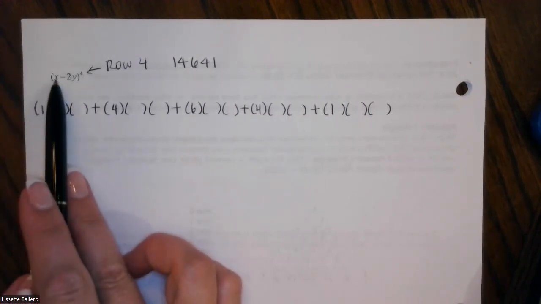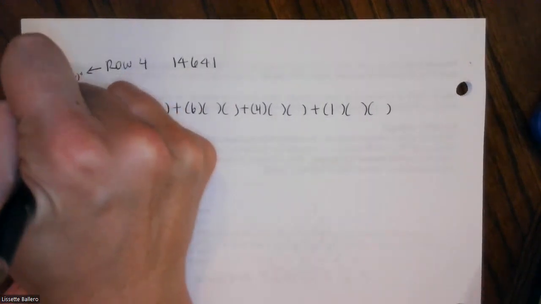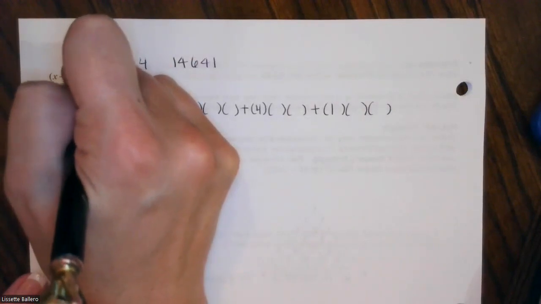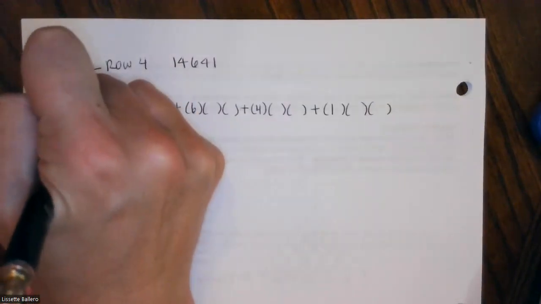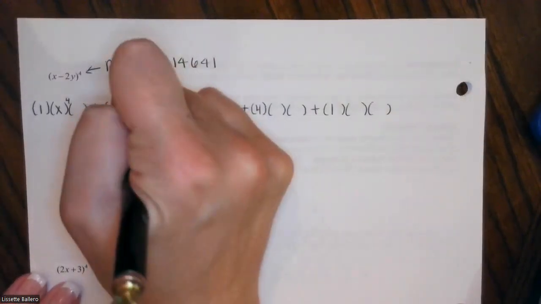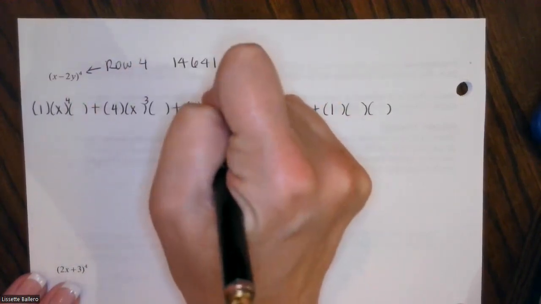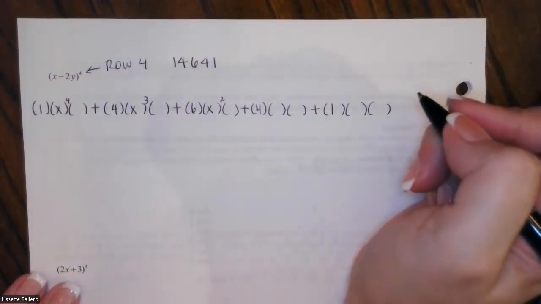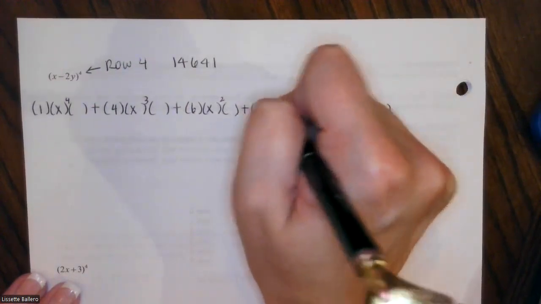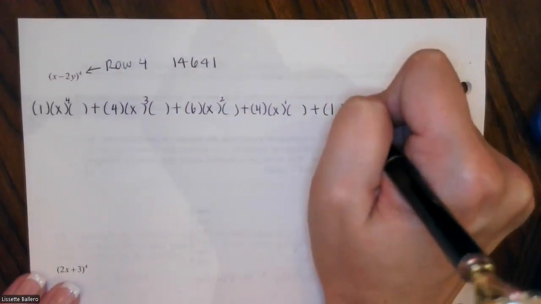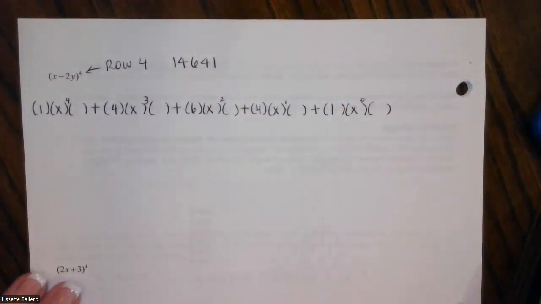Then I go with my first term there, x. So there it is. And I start with the same exponent as that. So that's going to be x to the 4th. Then I go 1 down on each one. So that's going to be x cubed, x squared, x to the 1st, and then x to the 0 power.